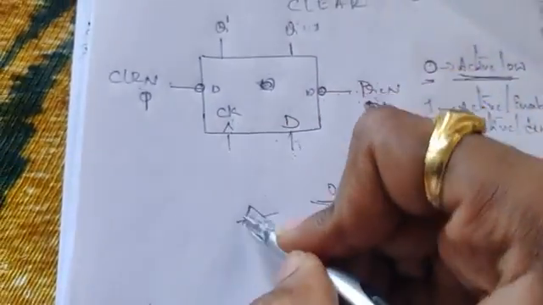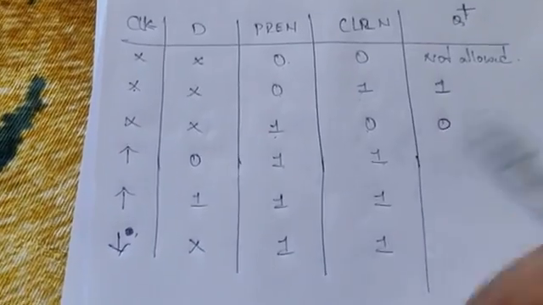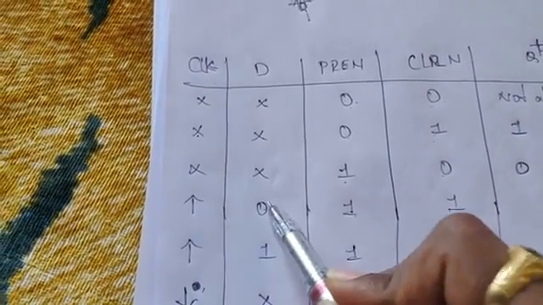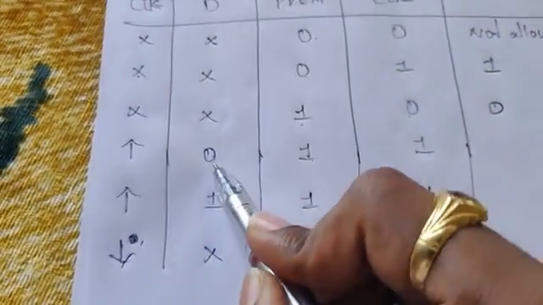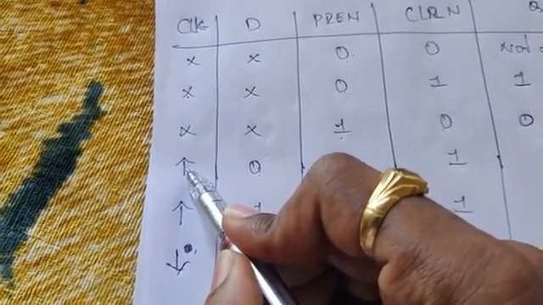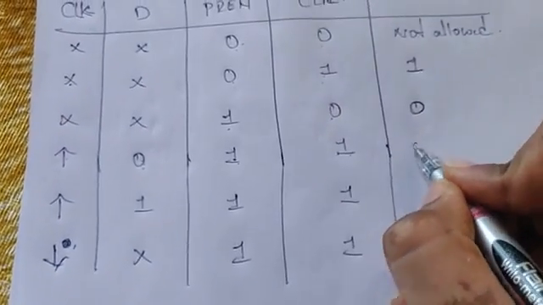This is positive edge triggered. Okay, so both are inactive, then you need to consider D. What is D here? D is 0. According to the D flip-flop, whatever you pass will be the output, right? So I am passing 0 here. This is a rising edge, positive edge triggered, so 0 will be passed here.